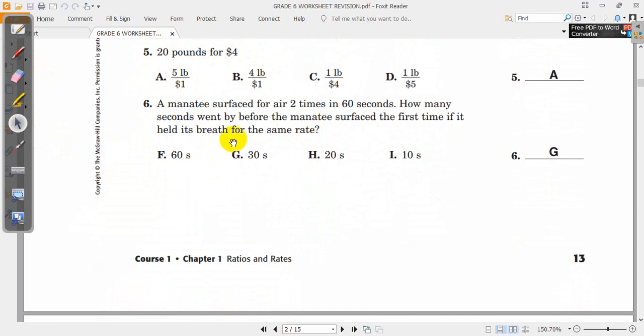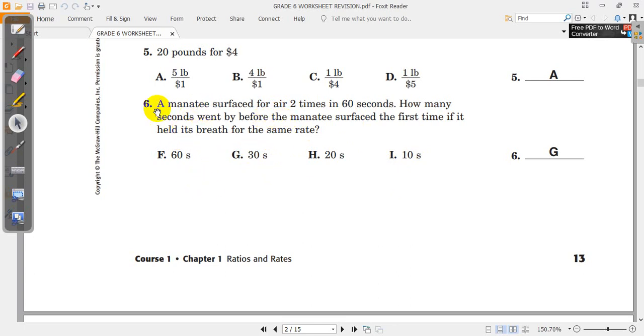A manatee surfaced for air 2 times in 60 seconds. How many seconds went by before the manatee surfaced the first time if it held its breath for the same rate? Okay, what is the number of seconds it will take each time? 60 over 2 will give you 30, so the number is 30 seconds. It will take 30 seconds each time it surfaced to the air.